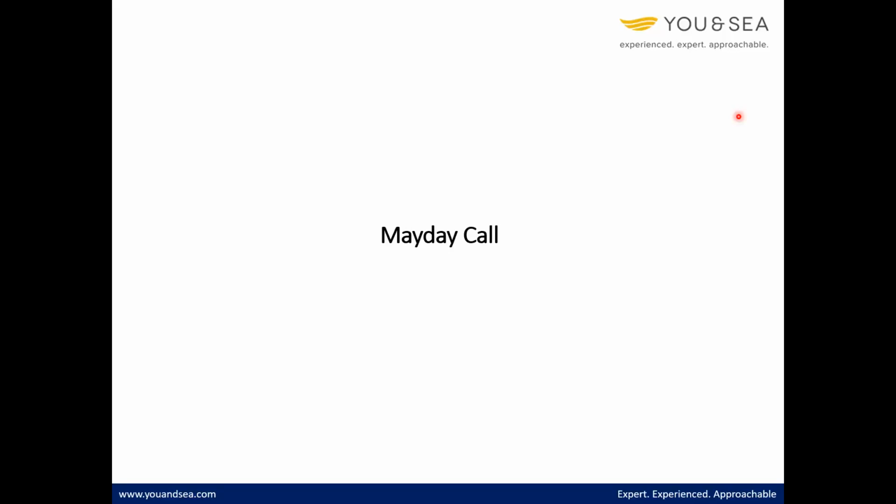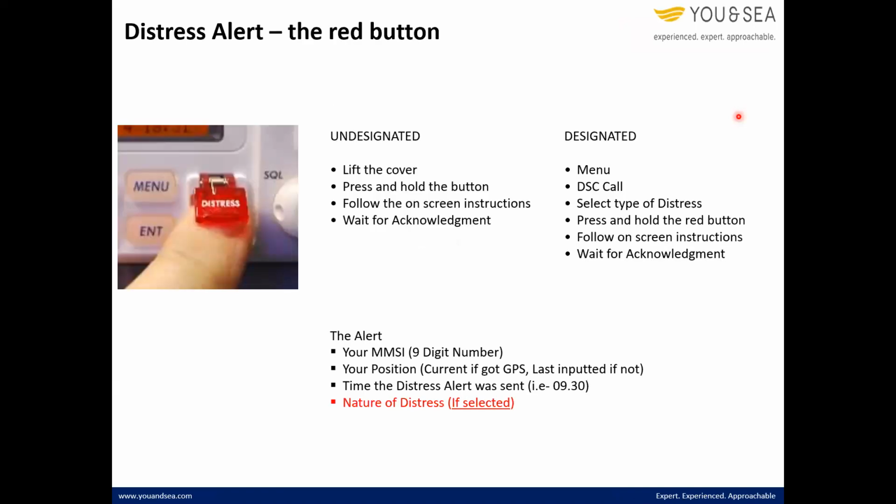So, on the Mayday side of things, we've got two different types. Undesignated: press that red button, send the alert out, and do it quickly. Or we've got a designated one. You go into the menu, you select the type of distress you're in, you press and hold the button, and follow the instructions.